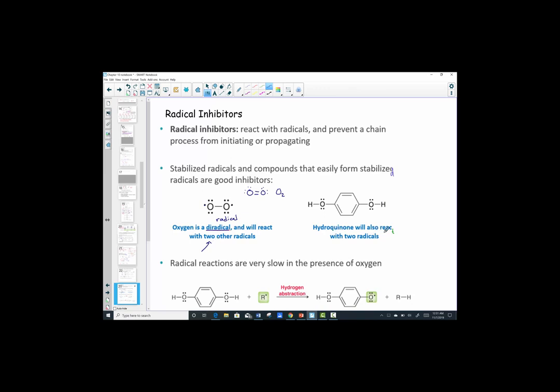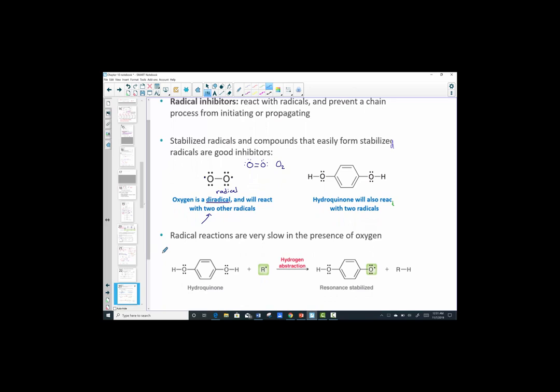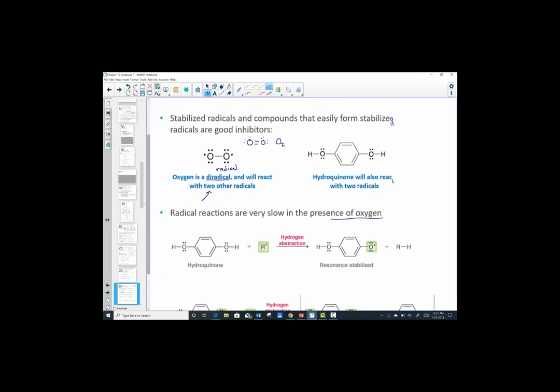Hydroquinone is also a reactant with two radicals. And what we look at is that oxygen, in the presence of radicals, stops the propagation by causing the termination step to occur. And this is the how part that occurs. Here's this hydroquinone. It has a benzene ring with two hydroxyl groups in the para position.